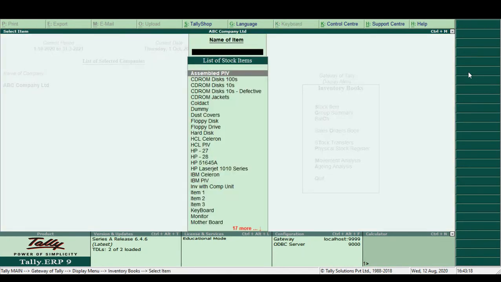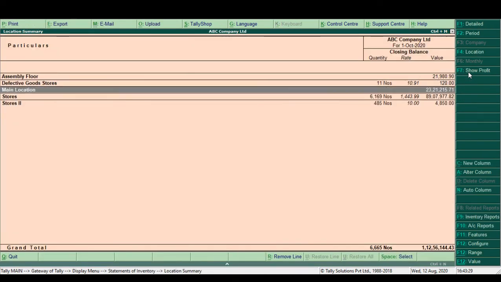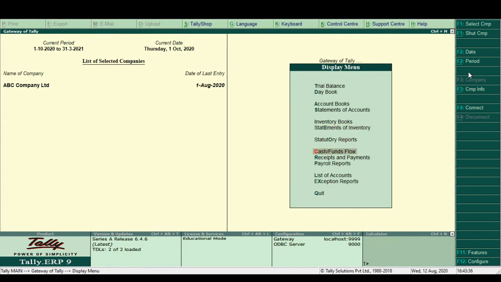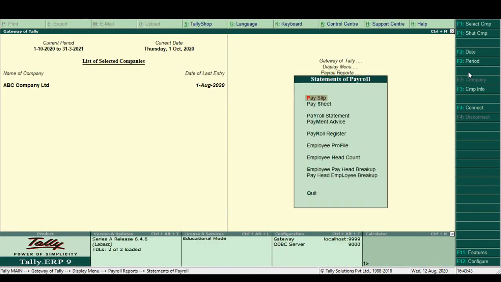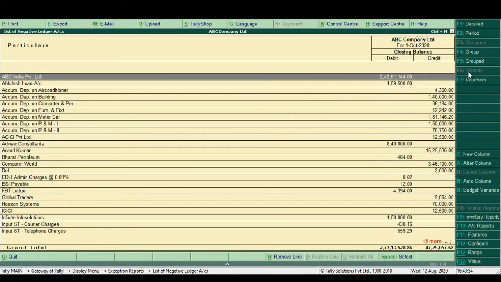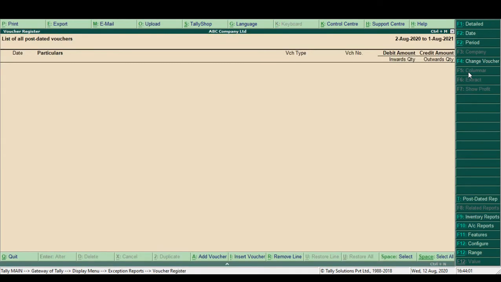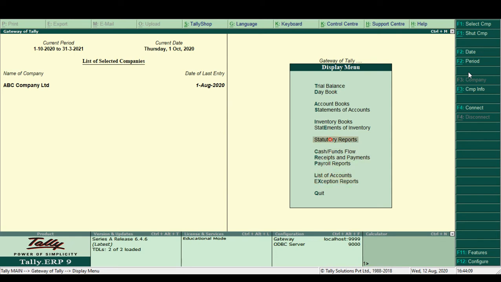Inventory statements, location summary, cash and fund flow, receipt and payment report, payroll reports. Reception report, negative ledgers, optional vouchers, reversing journal, post-dated, day book report.